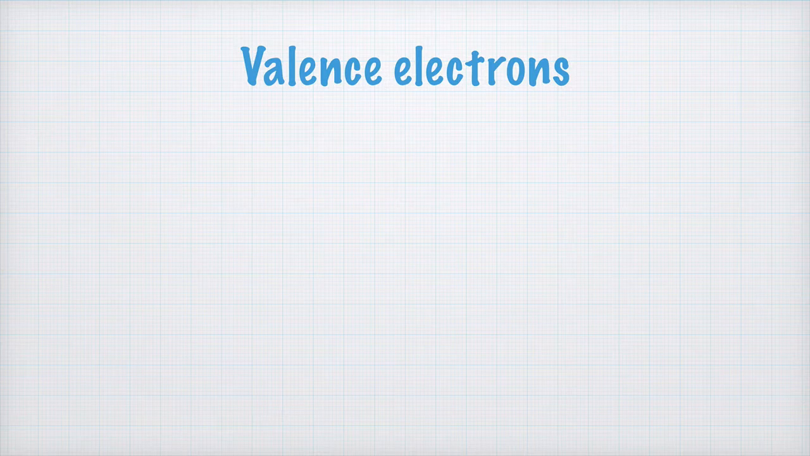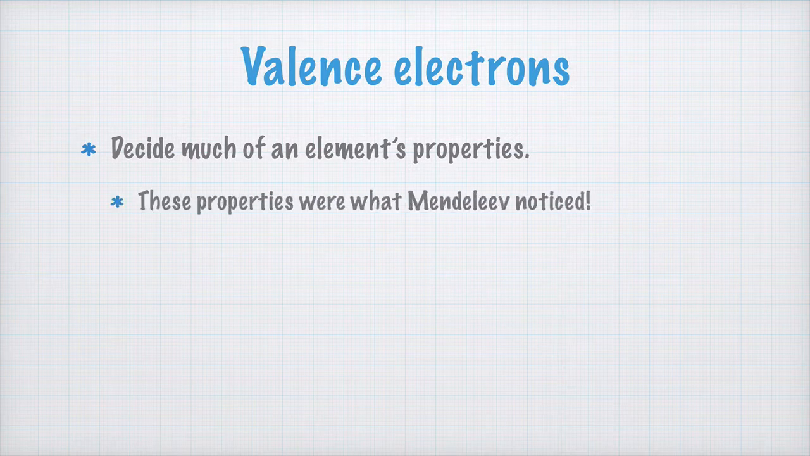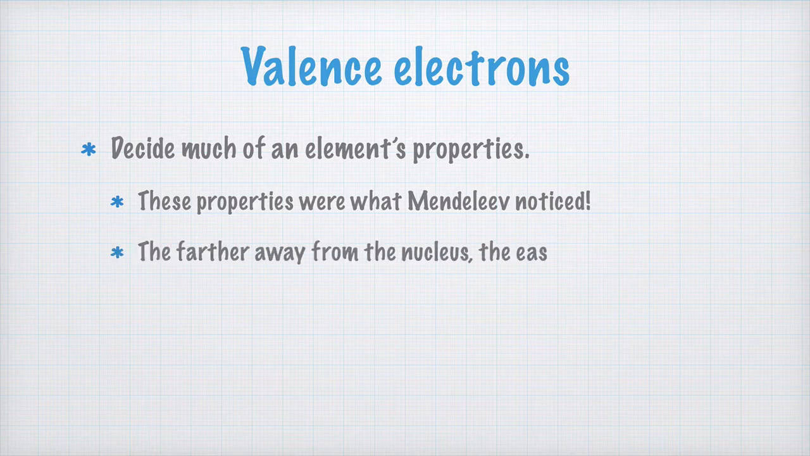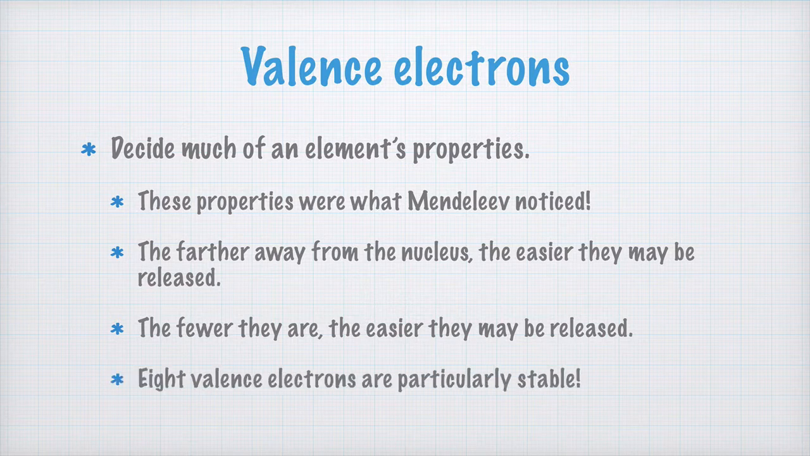The valence electrons, as I said, determine a lot of the properties of an element, and it was precisely these properties that Mendeleev noticed when he put together his periodic table. I also want you to learn that the further the valence electrons are from the nucleus, the easier they can be given off to other atoms. It is also true that the fewer they are, the easier they can be given off. And we write this as well, that 8 valence electrons are quite stable.